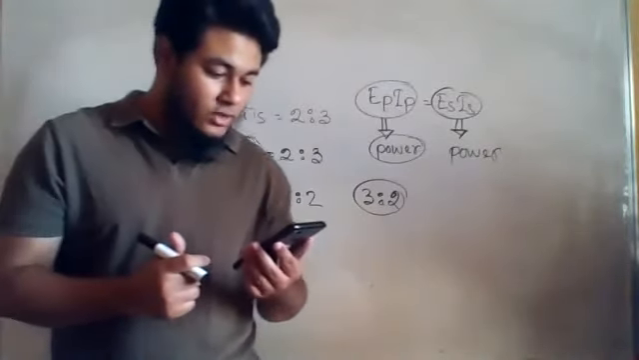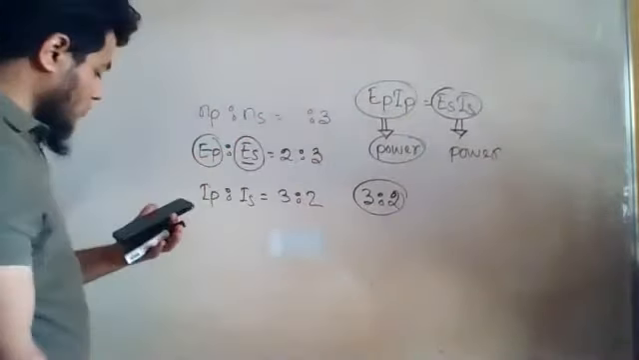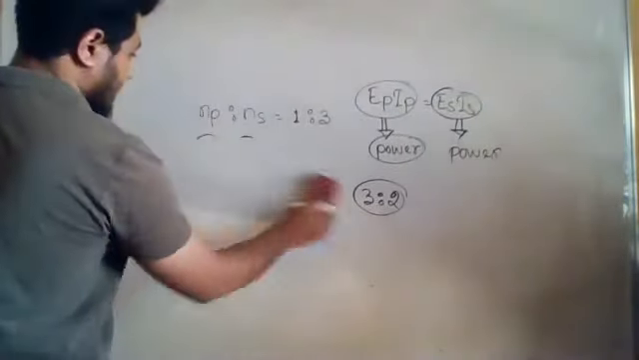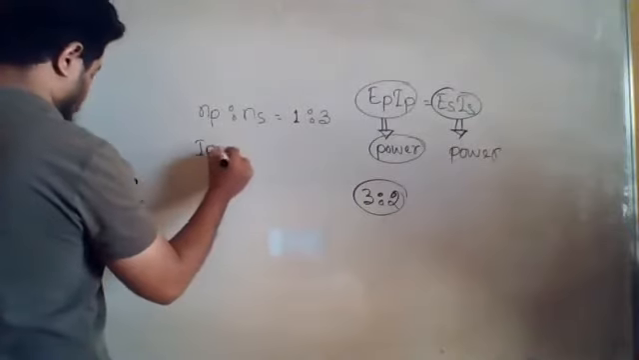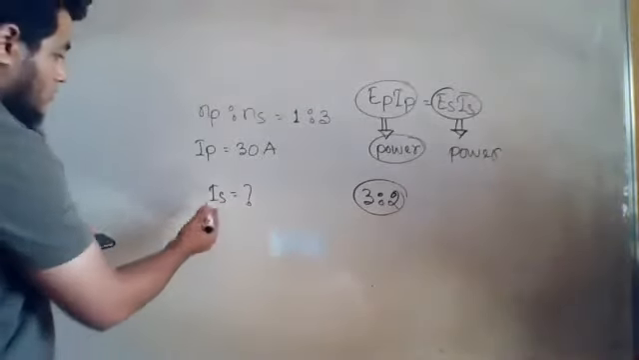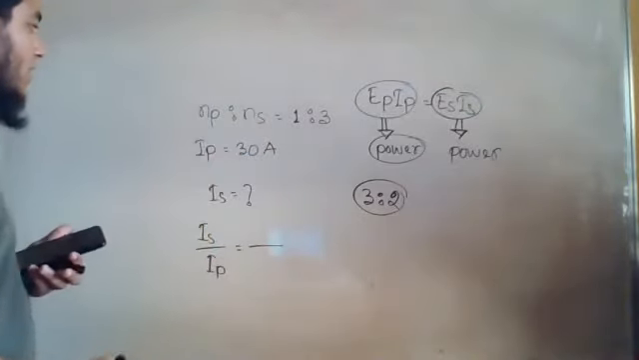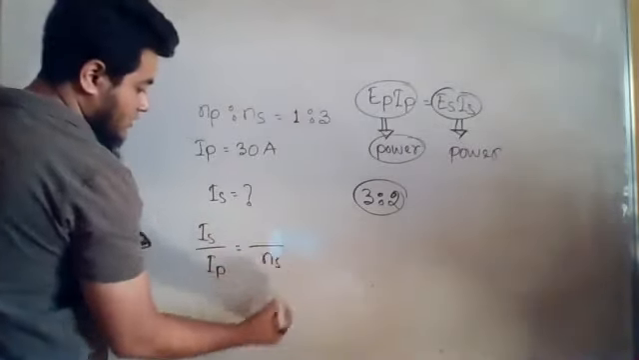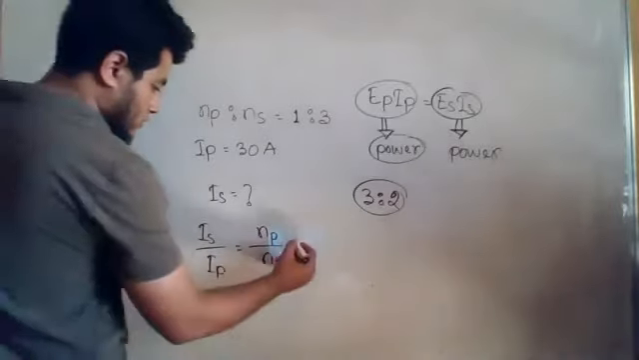Then if NP is to NS equal to 1:3, again some ratio is given. IP is equal to 30 ampere. I have been asked to find out IS. So I know that IS by IP equals, I have to write the relationship with NP and NS, and I know that it is opposite, right? IS is here, so NS will be in the denominator. IP is there, NP will be in the numerator. Opposite relation, right? So just put the value.